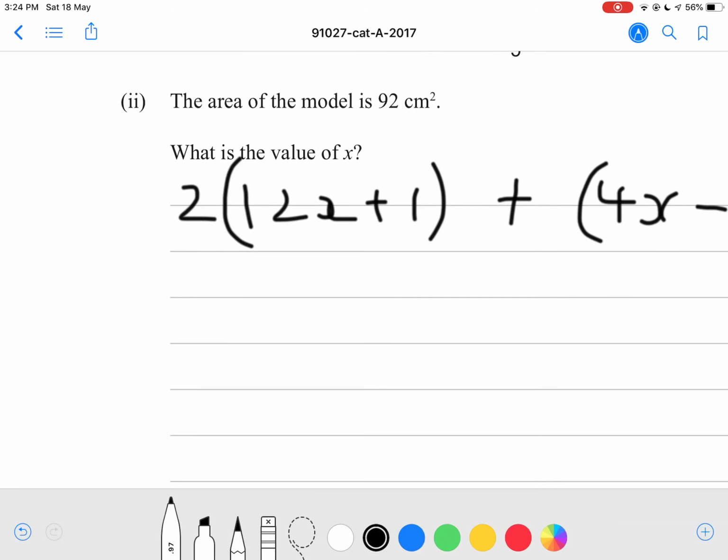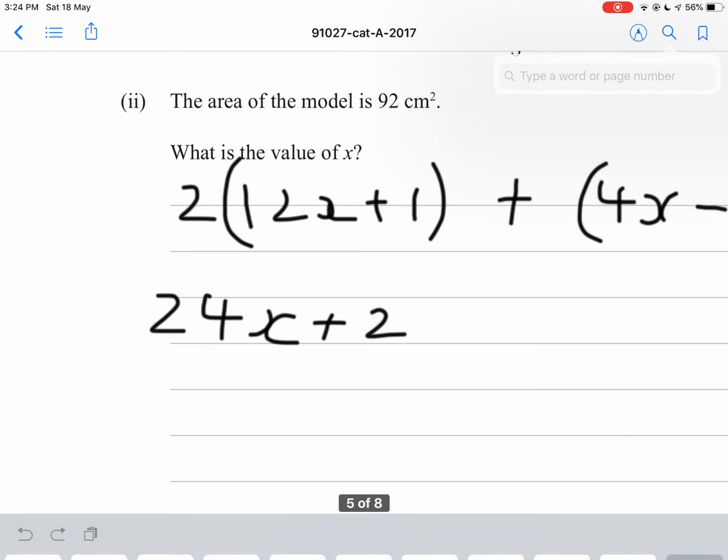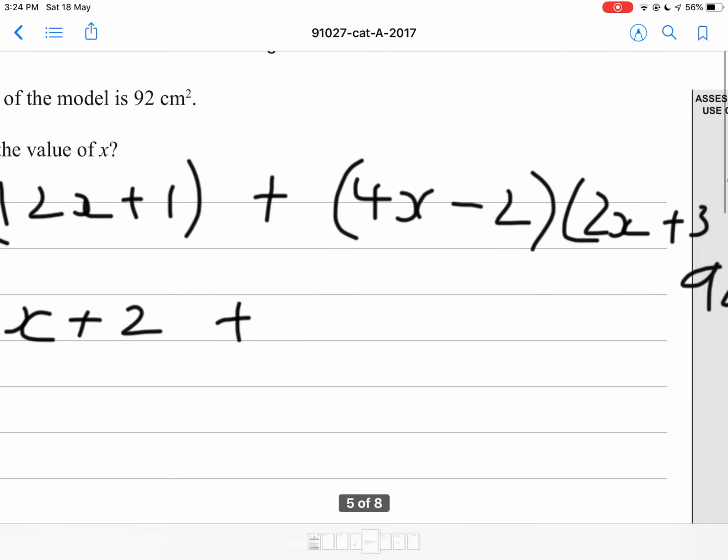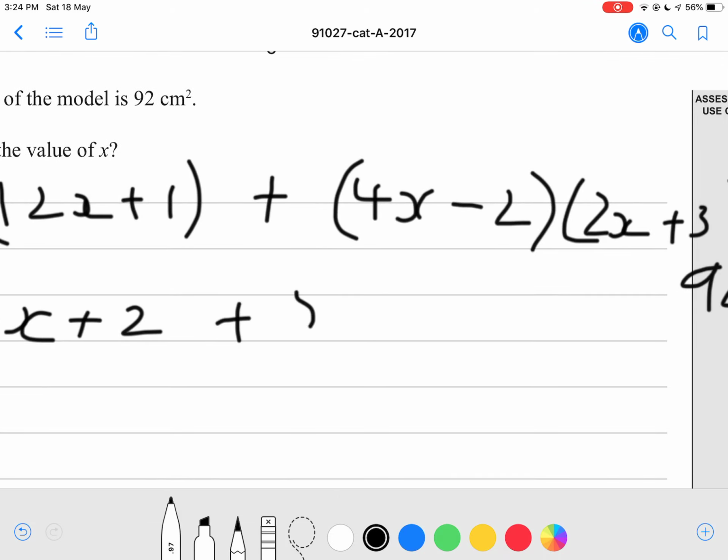So now we're just going to open up the brackets. We're going to say 4x plus 2, and add it to 4x multiplied by 2x, that becomes 8x squared. 4x multiplied by 3, that's positive 12x, and negative 2 times positive 2x, that's negative 4x. Positive 12x plus negative 4x will give you positive 8x. So plus 8x.